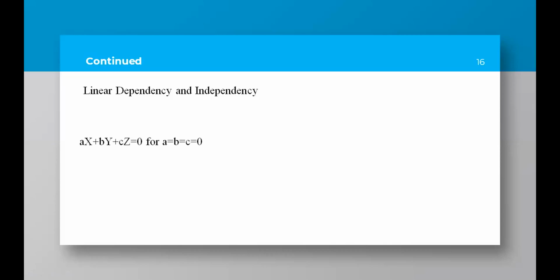So mathematically we will define this one: any matrix is said to be linearly dependent if it satisfies the condition ax plus by plus cz equals 0. Here x, y, z are nothing but the first row, second row and third row of the matrix, for only the values of a equals b equals c equals 0. That means these constants a, b, c should be 0. Then we say that it is linearly independent.